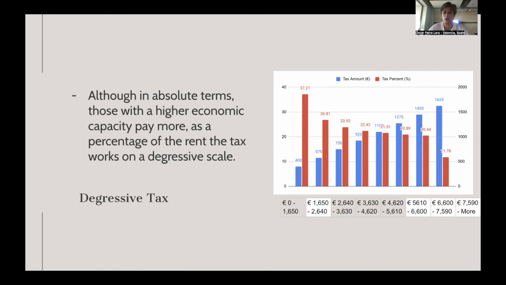this is where it becomes unequal, because those on the lowest tax bracket have the highest tax burden, as the tax amount is 37% of the average monthly rent in that tax bracket. While if we look at the other end of the spectrum, on the highest tax bracket, the tax percentage, even though the absolute tax amount is higher than the lowest tax bracket, is in fact under, so 20% less than those on the lowest tax bracket, and then does not fit the economic capacity principle.